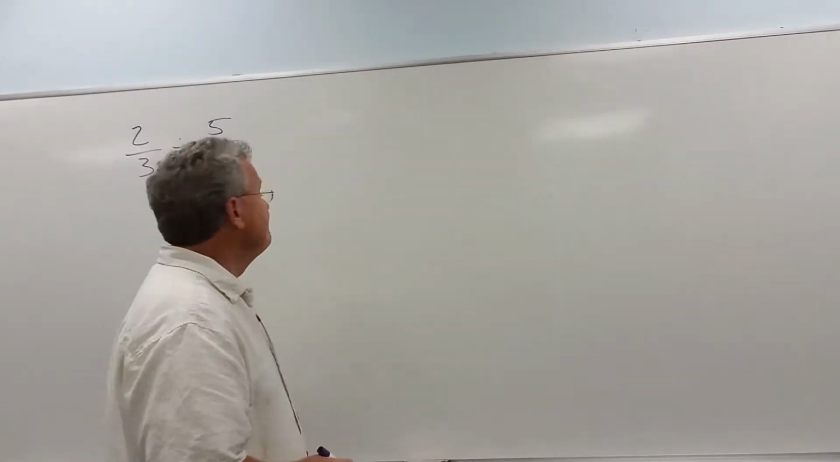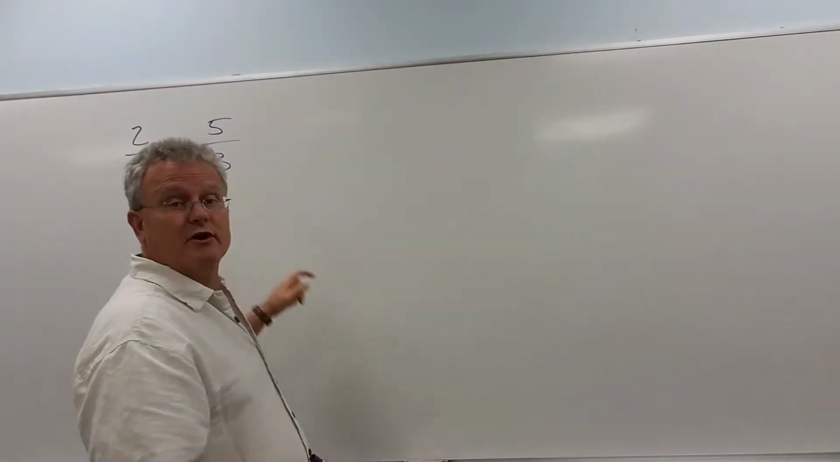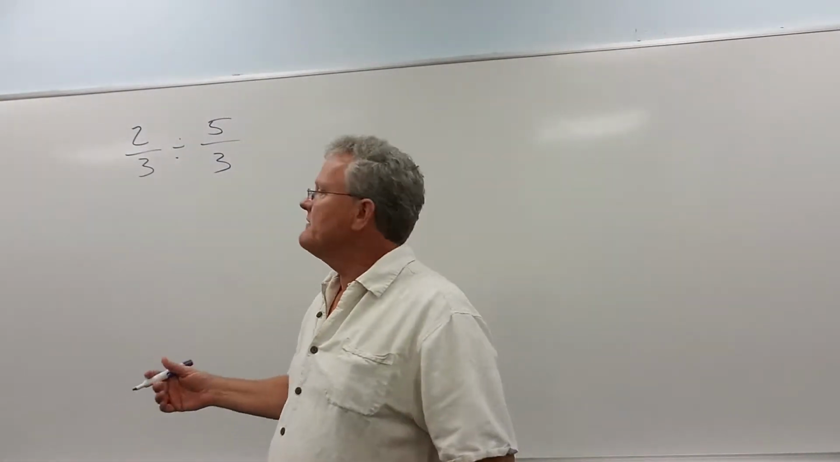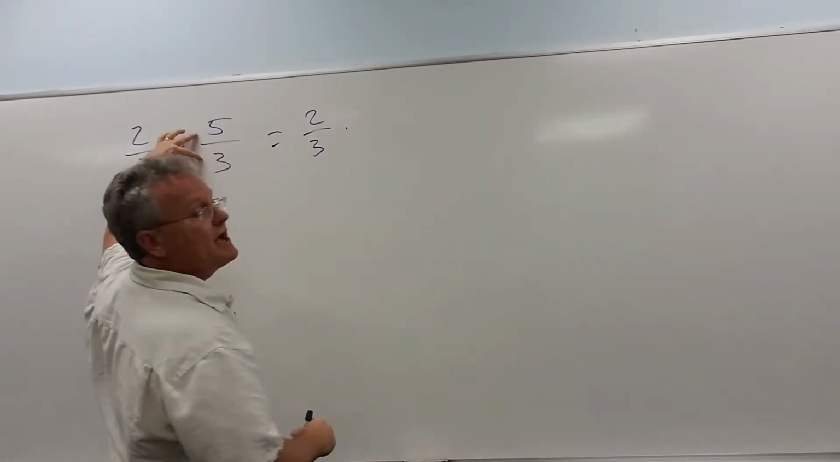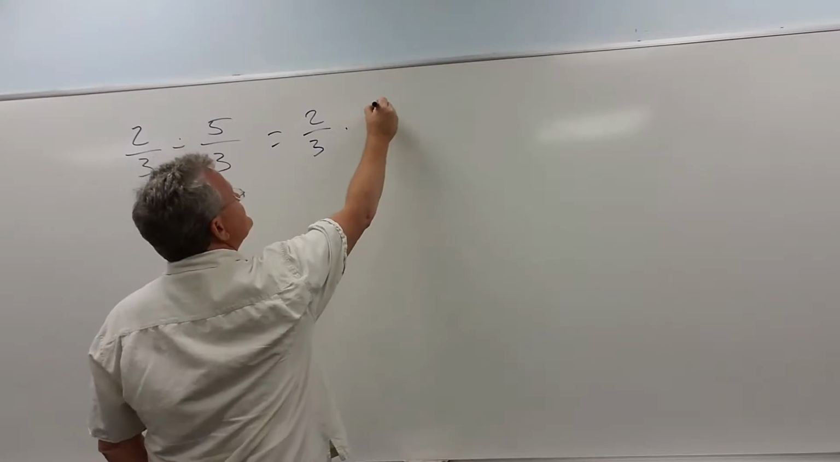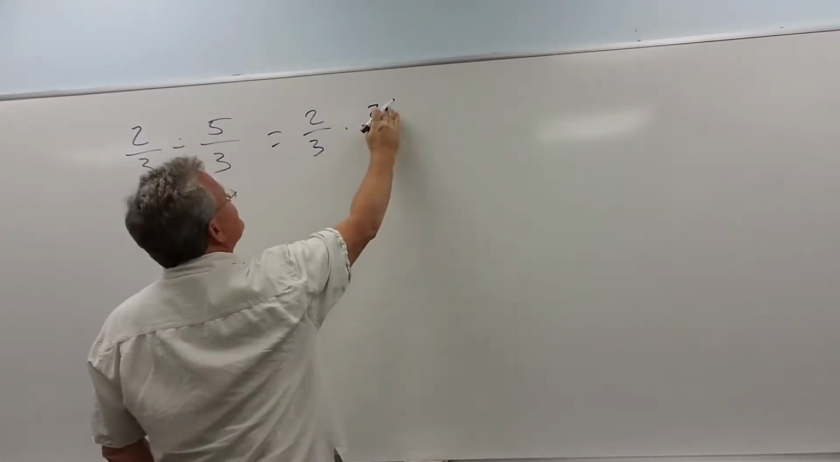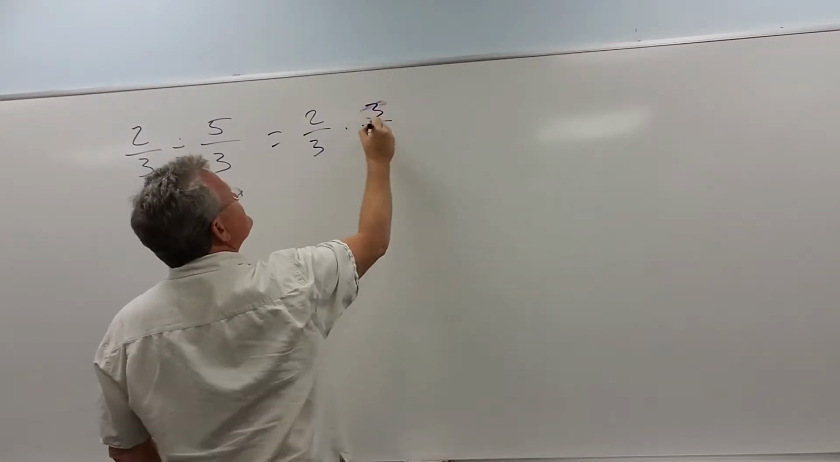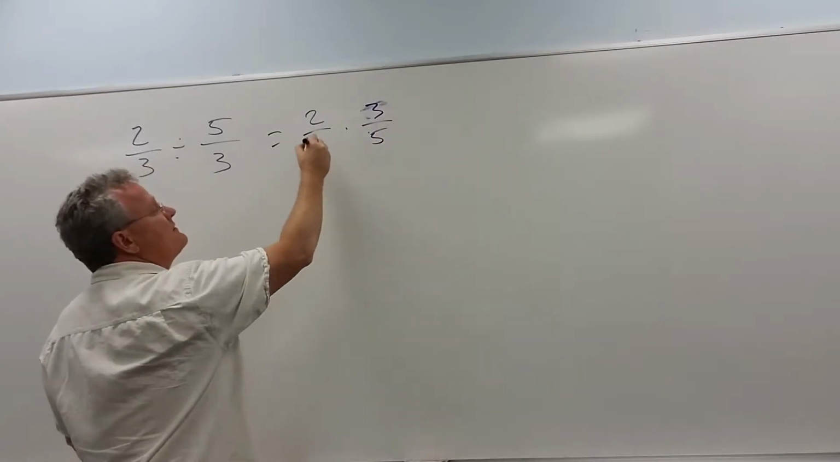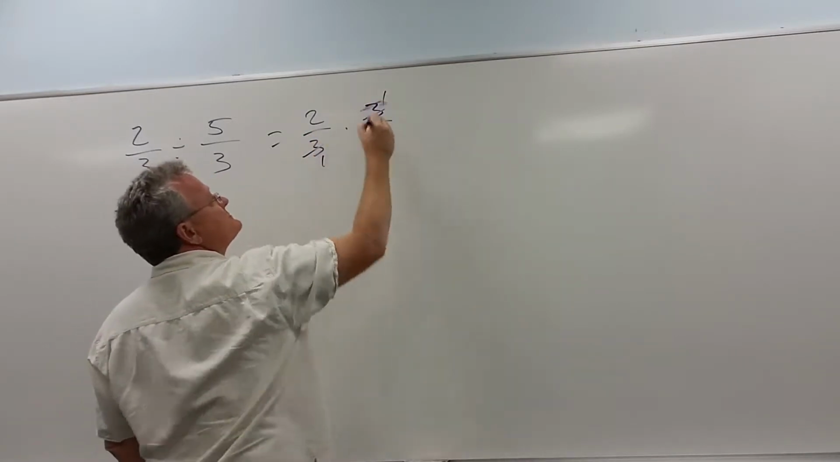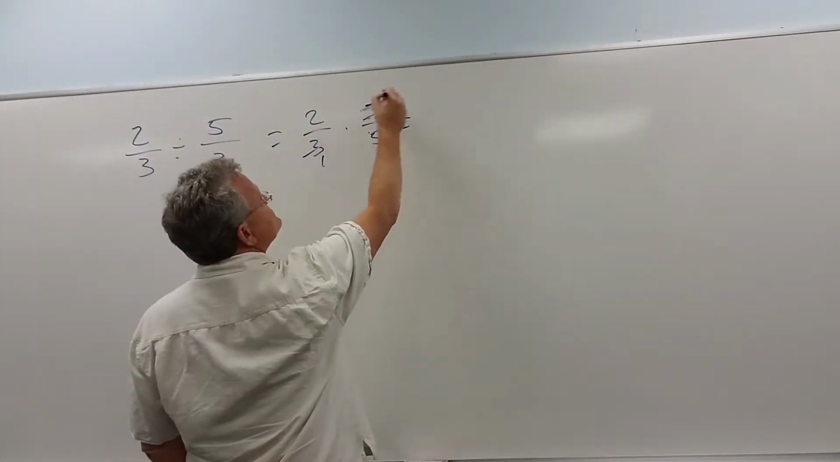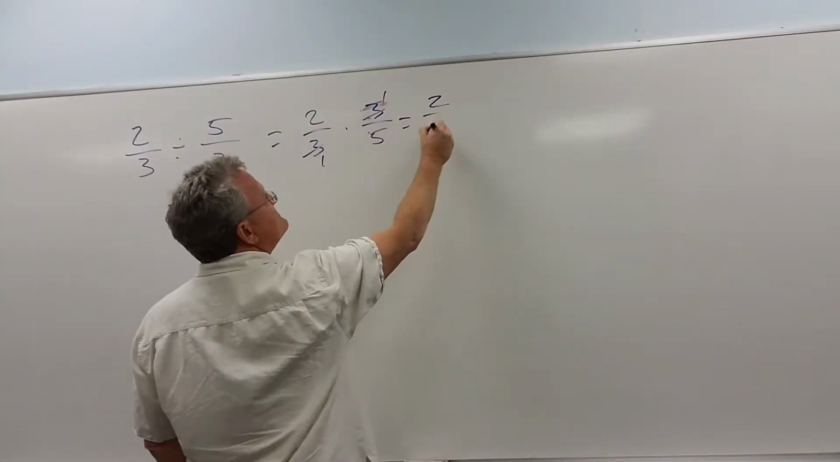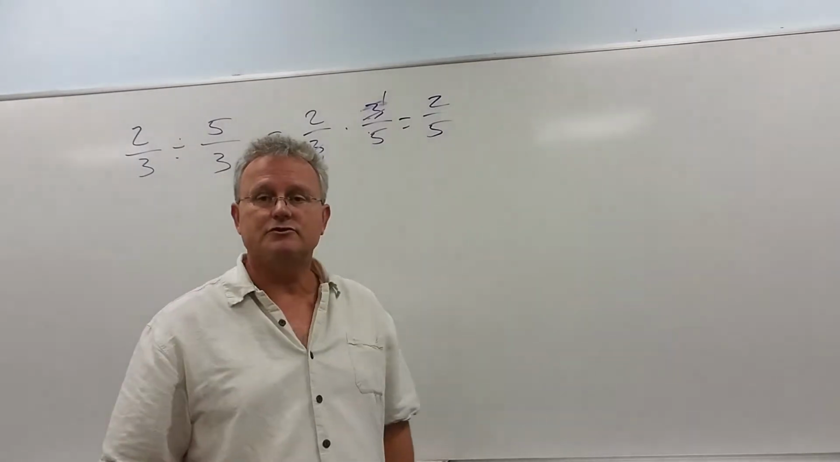All right, so we all know the rule for dividing fractions is to multiply by the reciprocal of the second fraction. The reciprocal is 3/5. 3 goes into 3 once, or we say they cancel, and 2 times 1 is 2, 1 times 5 is 5, so the answer is 2/5.